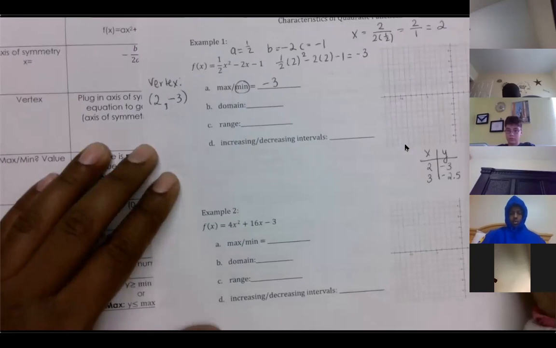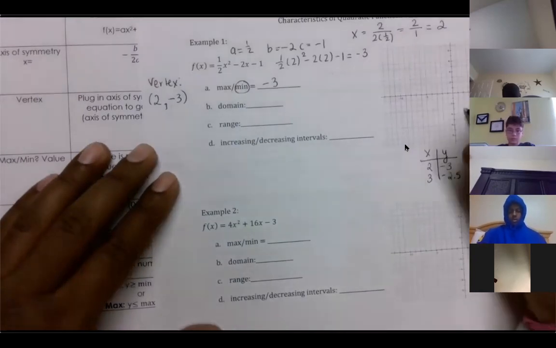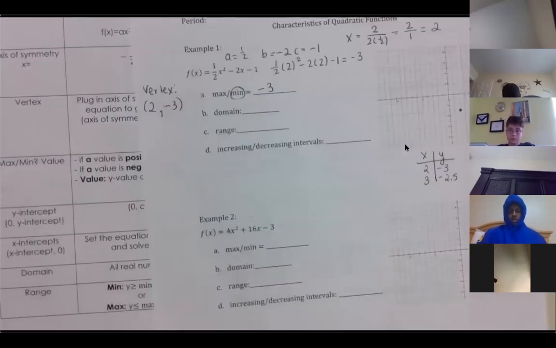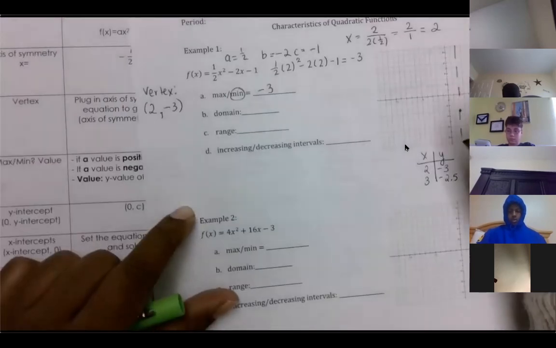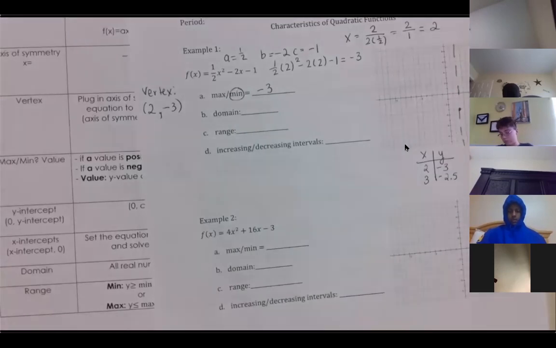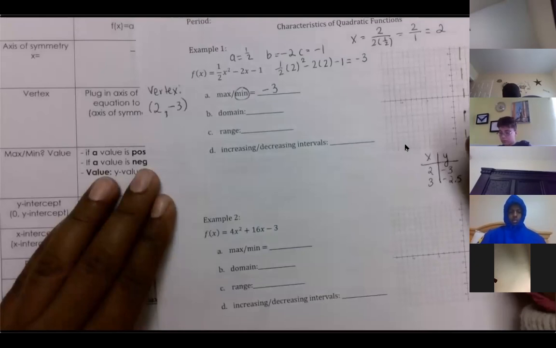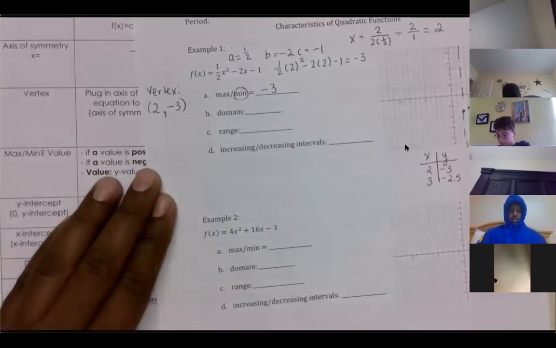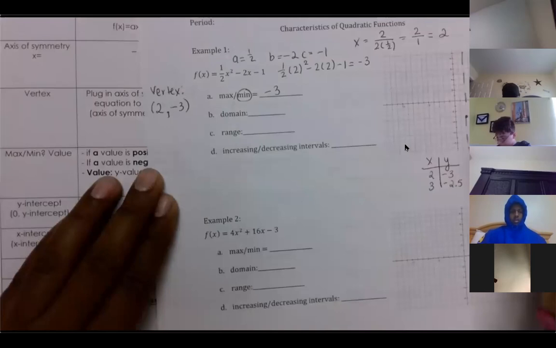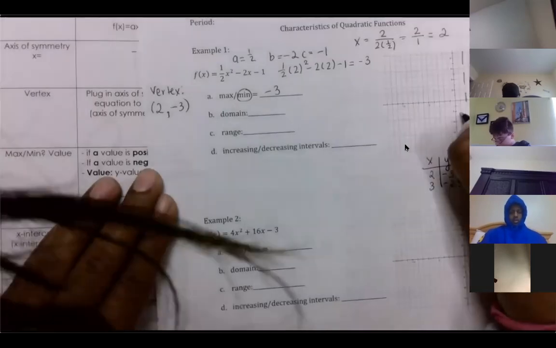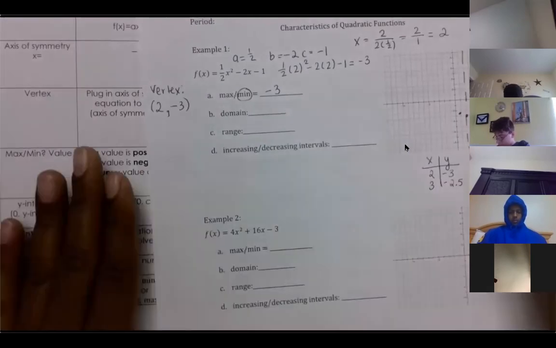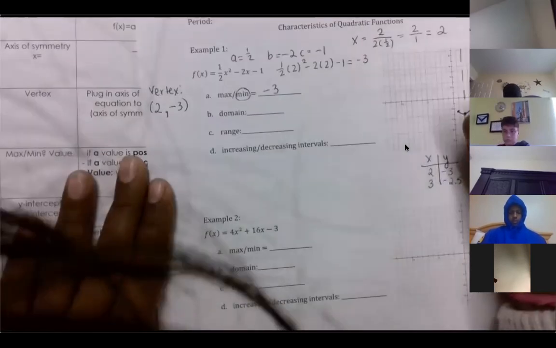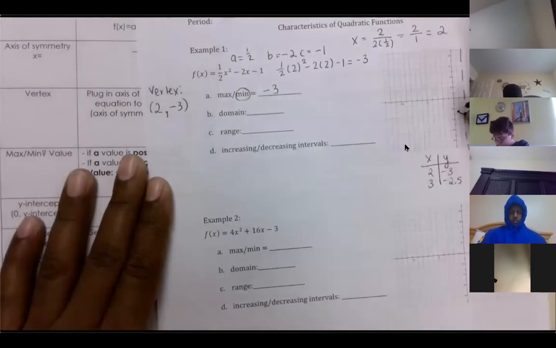So let's go ahead and graph this. The vertex is at 2, -3. You have your axis of symmetry that goes through the vertex at x equals 2. And then you've got this point 3, -2.5. And remember, you only need this point because now you can reflect it over the axis of symmetry to get your third point. And then you can connect those together to make your parabola.